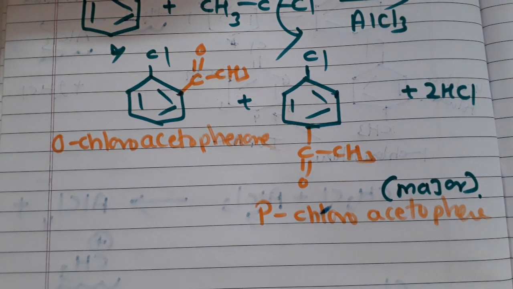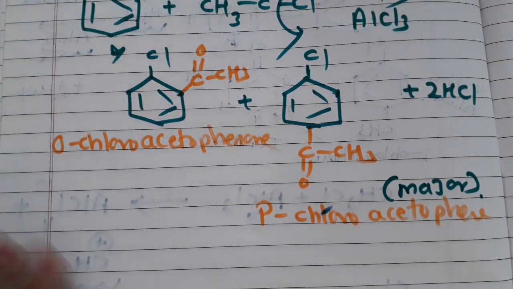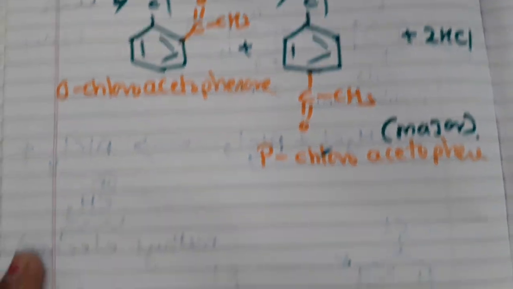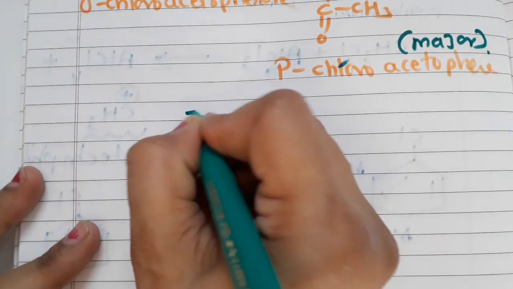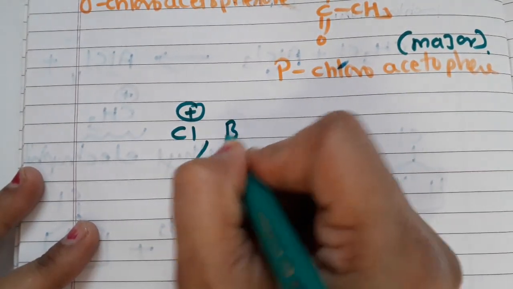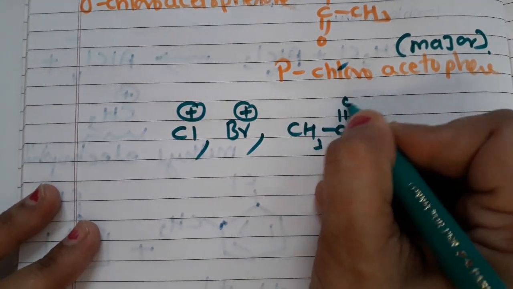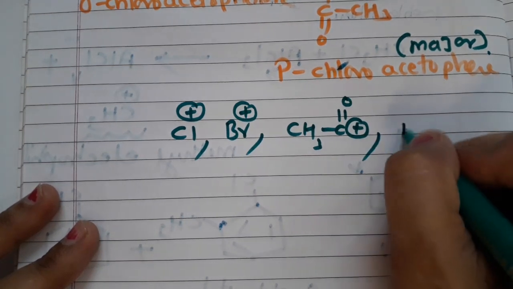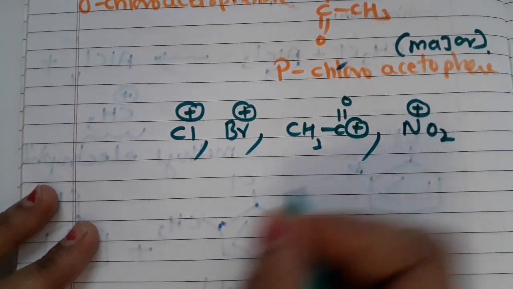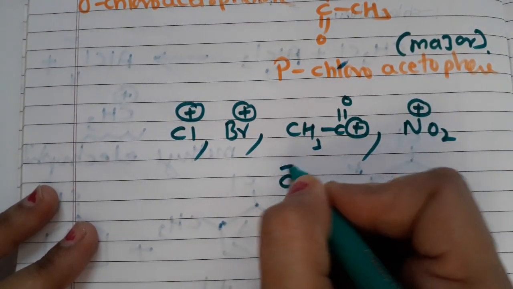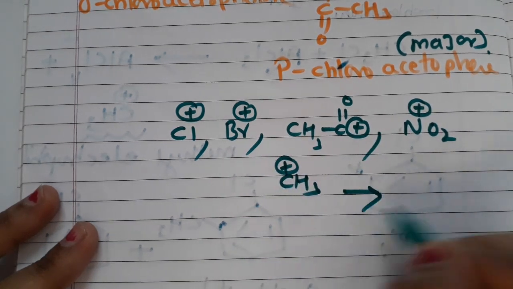Now, we are done with the electrophilic substitution reactions, and we came across that Cl plus is an electrophile, Br plus is an electrophile, then CH3C double bond O is an electrophile, nitronium is an electrophile, students, and CH3 plus is an electrophile, and where are they going to attack?